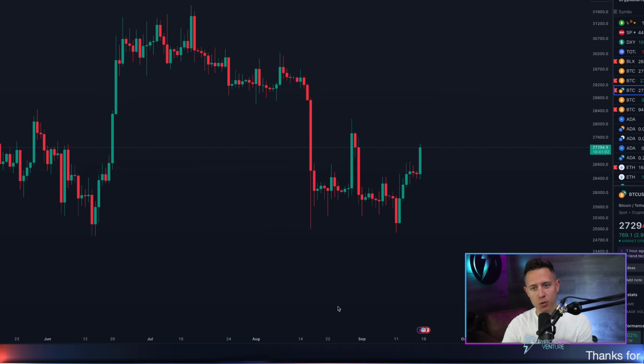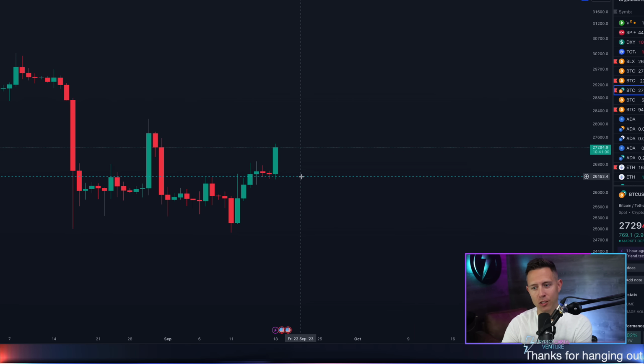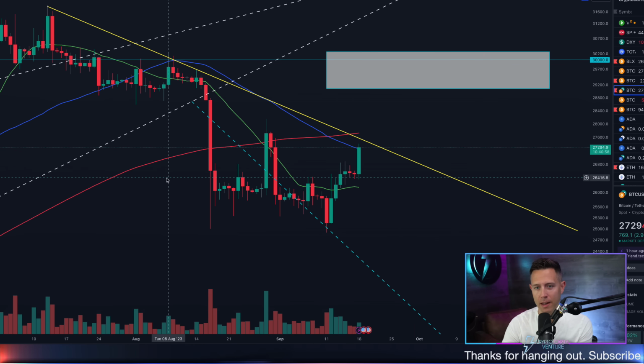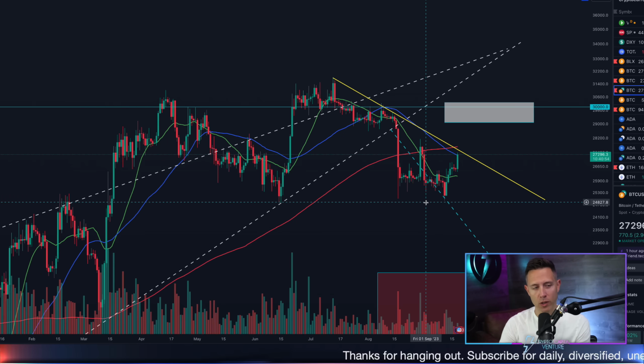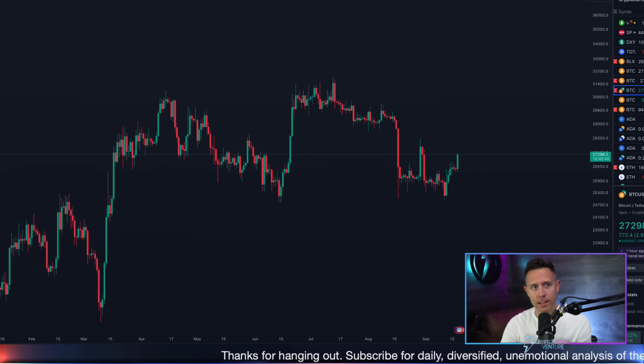Bitcoin with a nice little move to start the week on the daily chart. I want to discuss it. I want to break down, namely, the structure that is occurring right now, where resistance is, where targets are to the upside, to the downside. We're going to break that chart down on the daily.